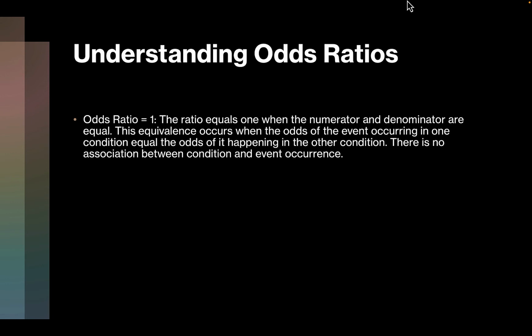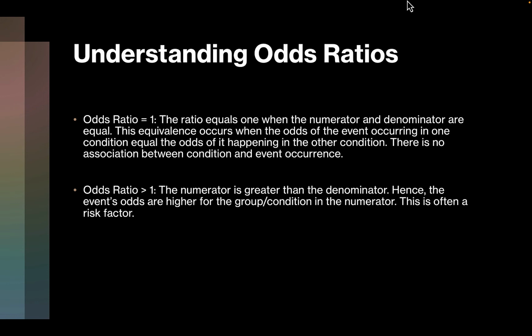So, an odds ratio equal to 1, this is telling you the numerator and denominator are equal. This equivalence occurs when the odds of the event occurring in one condition equals the odds of it happening in the other condition. There's no association between condition and event occurrence.